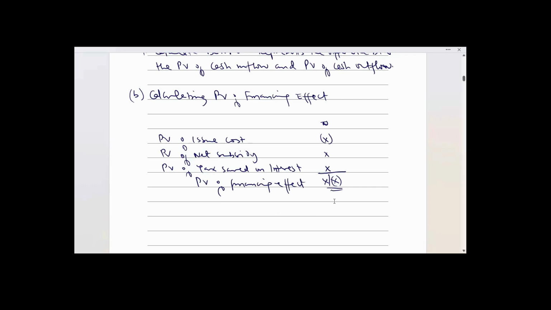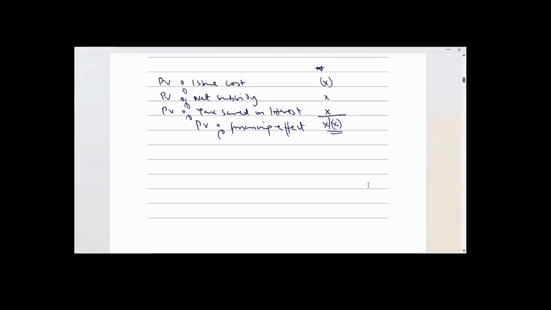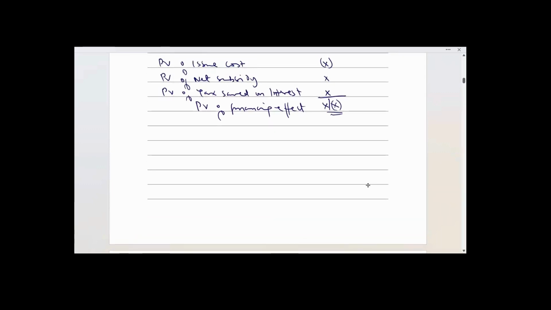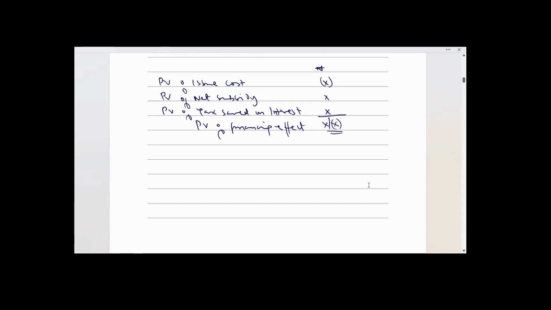It would have been very interesting if you could just go to the question and pick all the three elements I just listed here. But again, it doesn't work that way. So you have to work it out yourself, one after the other. So let me show you how to calculate PV of issue cost and PV of net subsidy, as well as PV of tax saved on interest. How do you calculate each of them?